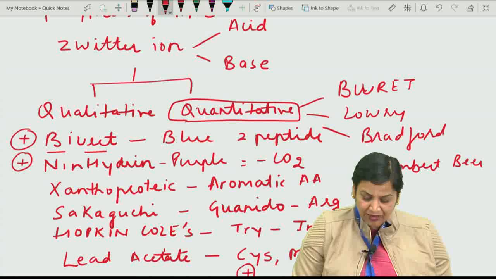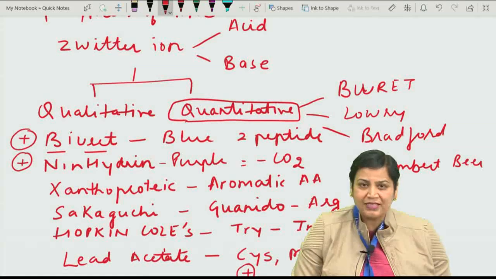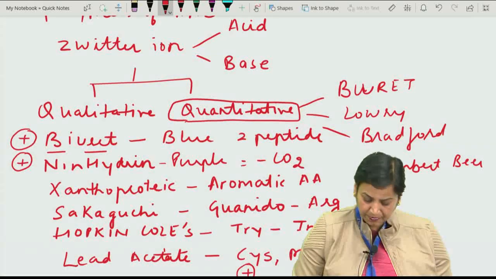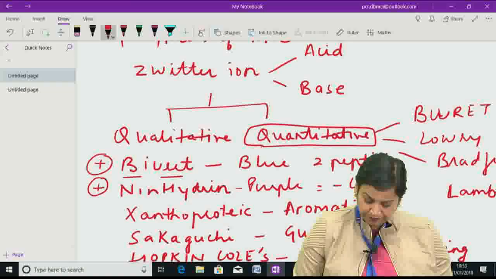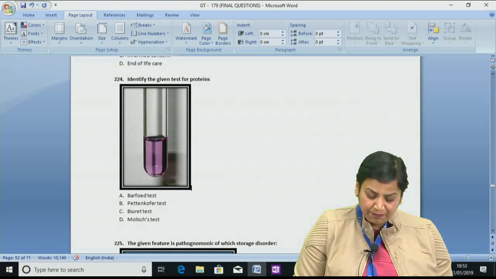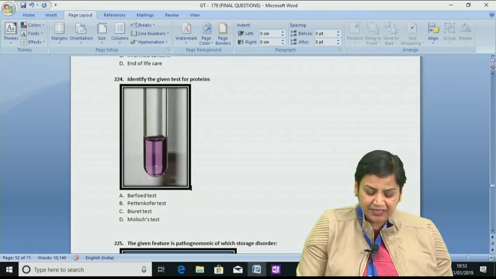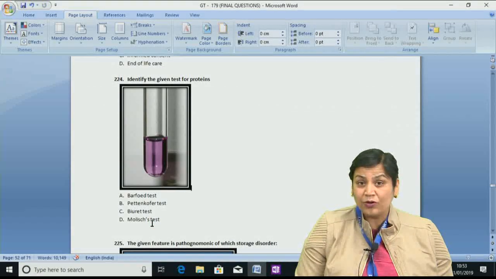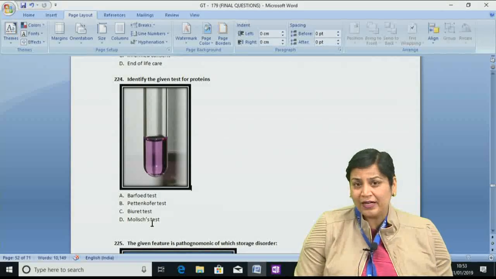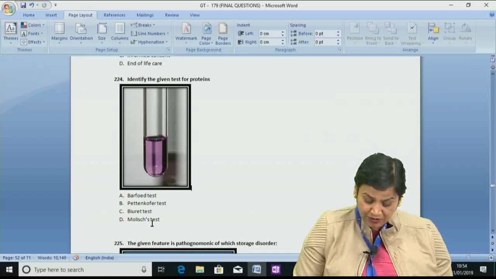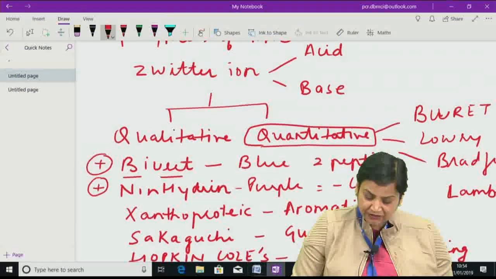Now here if you look at the question, you can see the other different tests are Barfoed's test, Pettenkofer test, biuret test, Molisch test. First of all the question arises, if we are asking the given test for proteins, all other tests are not for proteins. The option is automatically biuret. But you should know the other tests also. Now let's take up Barfoed's test first of all.